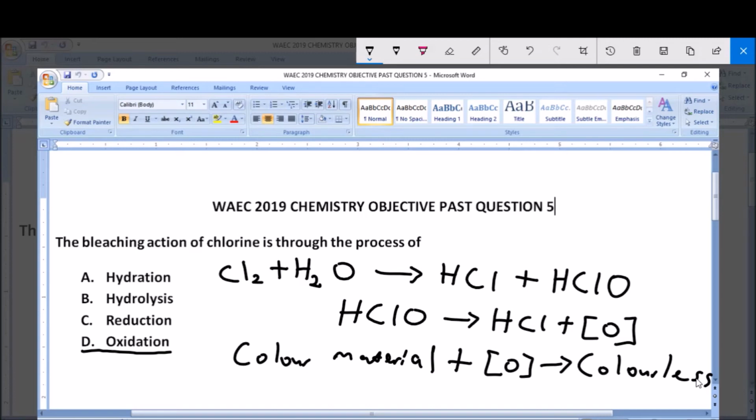trying to remove stain will involve using a bleaching agent, most of which make use of the bleaching action of chlorine, or make use of chlorine as one of their constituent products to remove stains, which are basically just colored materials, or to turn them colorless. So that is the bleaching action of chlorine. That is the mechanism of how chlorine functions to remove stains and colors.